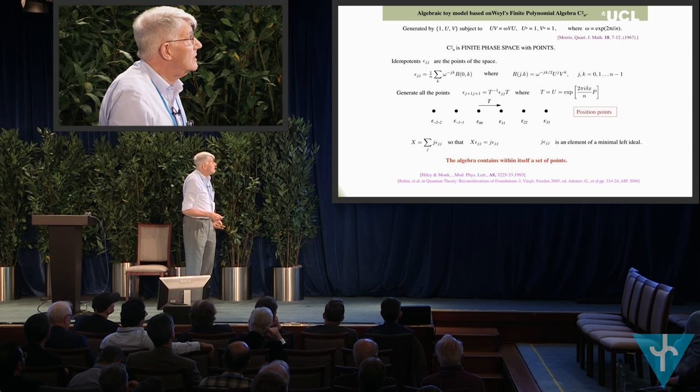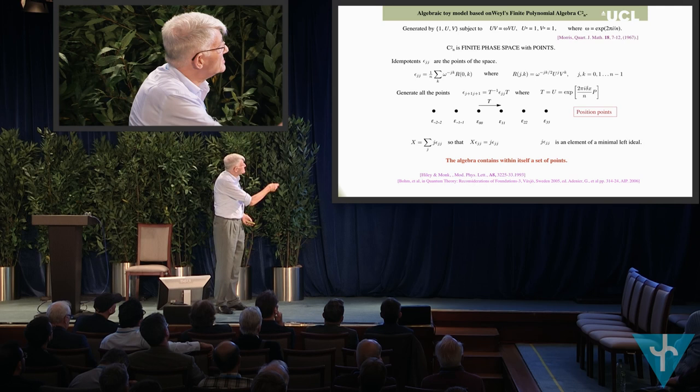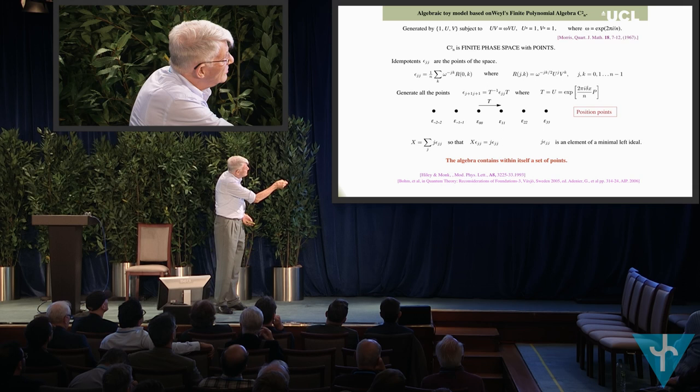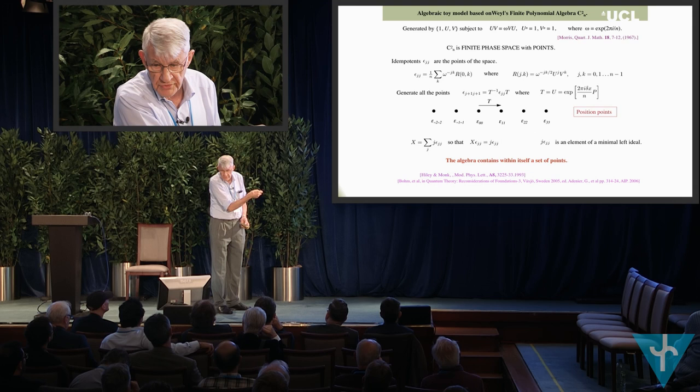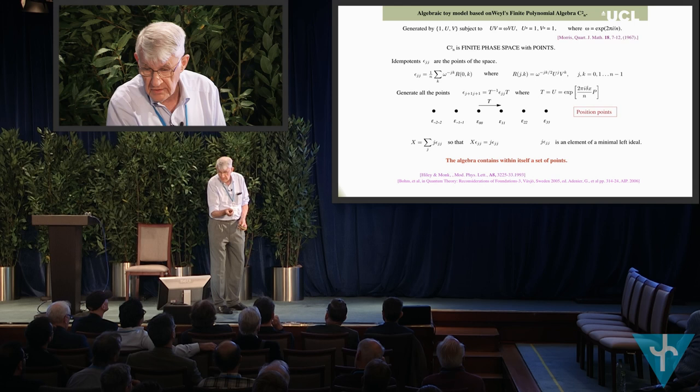Okay, so how can I illustrate this? I've got a very simple model with just two generators satisfying this non-commutation relation, where omega is just the nth root of unity. It so happens that when n is 2, you've got an orthogonal Clifford algebra. When n goes to infinity, you've got a symplectic Clifford algebra. But it's discrete, and that means it's nice and easy to deal with, so that even physicists can deal with it.